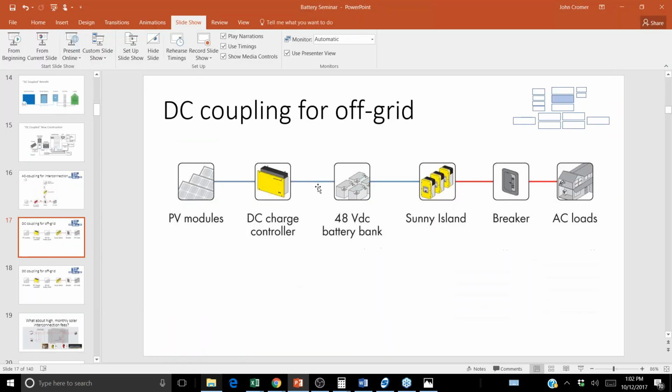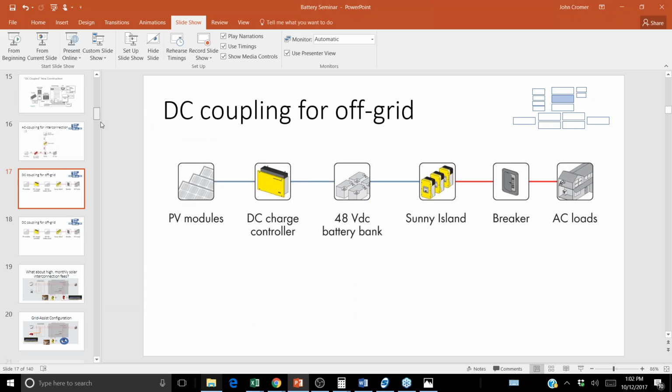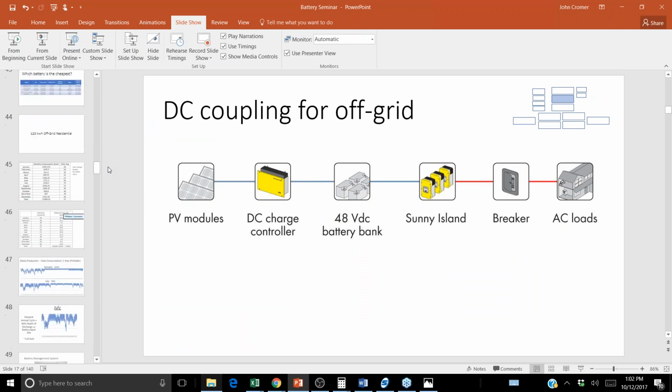And so when we were doing our upfront design evaluation, we had to make a choice between DC coupling and AC coupling, and that's a choice between having a charge controller and a battery inverter versus having a battery inverter and a separate solar inverter, and having the battery inverter and solar inverter being landed on the same AC panel.